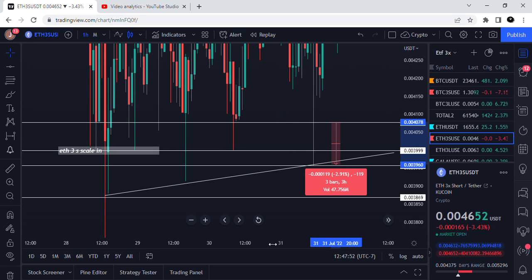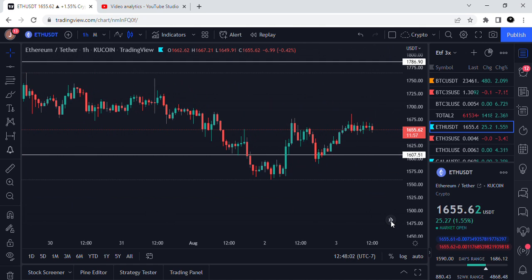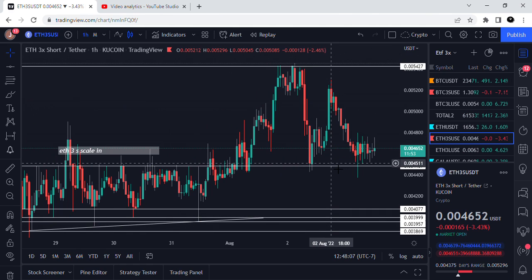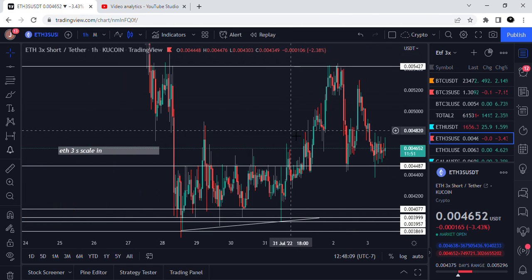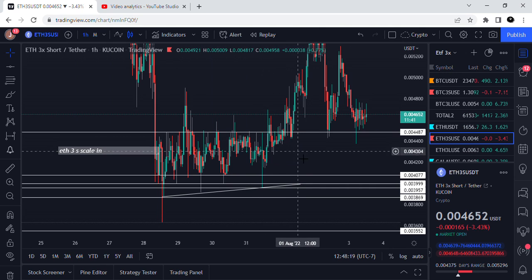Alright you guys, I'm going to show you how to scale into a 3x ETF using Kucoin. And so you have ETH, it had this breakout, everybody got excited, we are learning how to trade in a bear market. A lot of crypto traders have caught on to only knowing how to trade breakouts, so they're actually going to short up here. That's ridiculous.